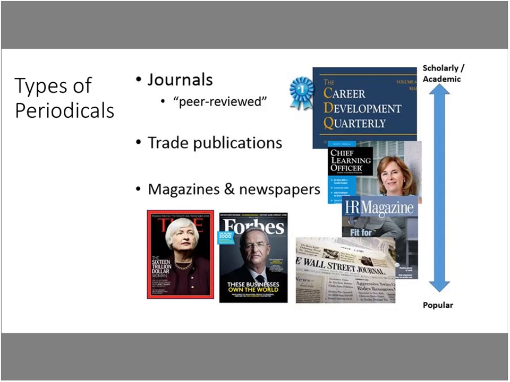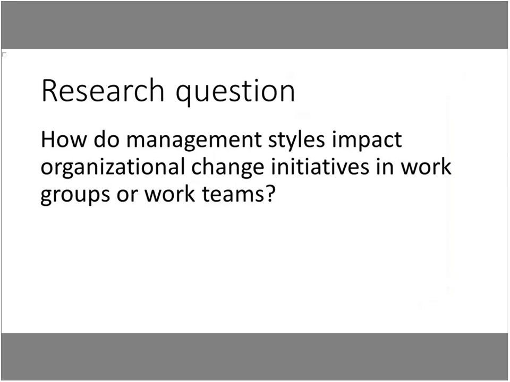And by the way, you'll notice with my examples here, the Career Development Quarterly is a journal, but it doesn't have journal in the title, so they won't always, and even if they do, like the Wall Street Journal, that doesn't really make them a journal. So we'll talk about how you can find the level of periodical that you need and how to do that efficiently.